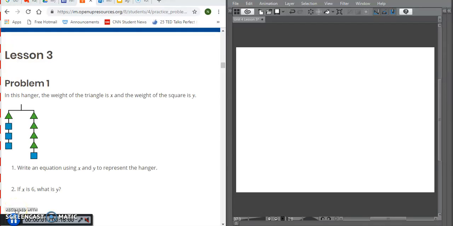I'm going to go over Unit 4, Lesson 3 practice problems. If I'm going too fast, it's because I only have 15 minutes to go over all of these problems before it times out. So you can always ask me additional questions in class.